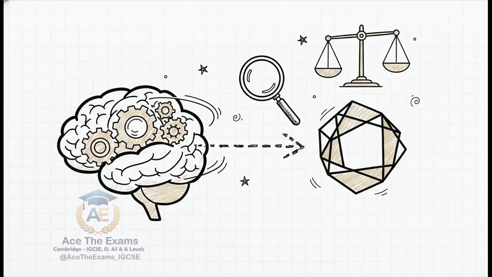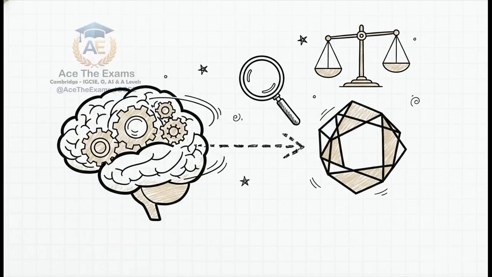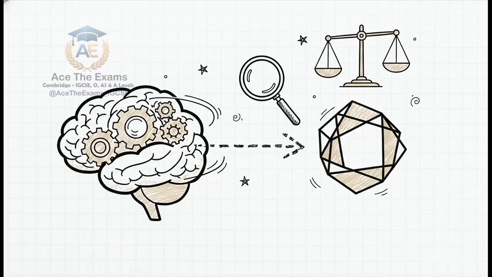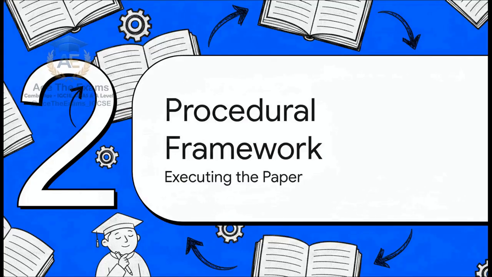The principal examiner reports emphasize that true mastery means taking your knowledge, applying your analytical tools to completely new, unfamiliar data, and executing perfectly. It is all about absolute, unshakable adaptability. Which brings us beautifully to Section 2, the procedural framework. This is where we discuss executing the paper.